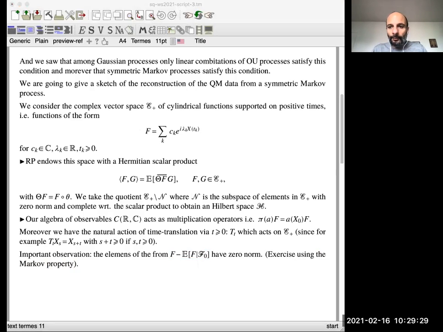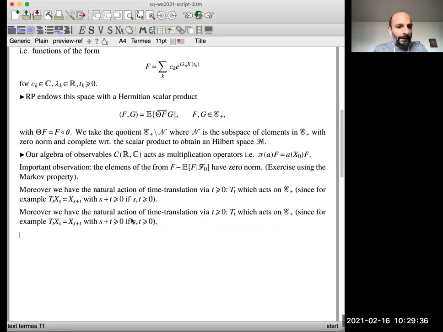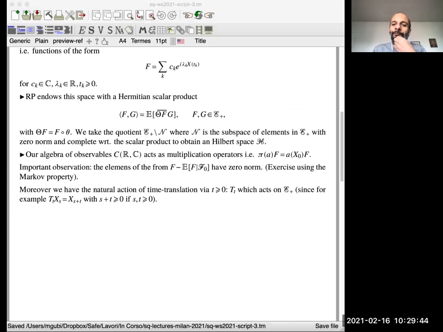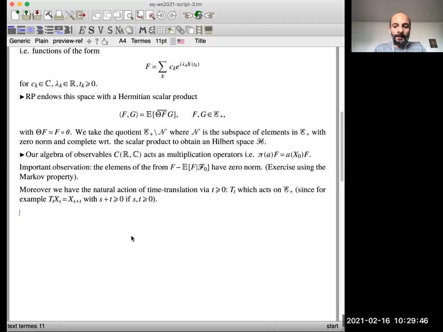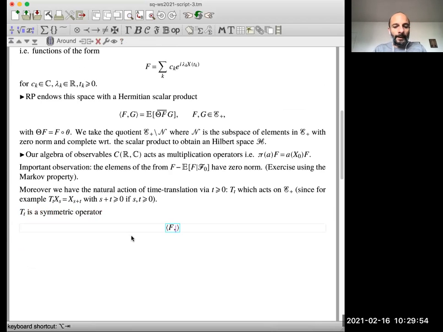So let me order it in the way I want to say. You have this property, and then, sorry, I copied the same thing twice. The next property is that T is a symmetric operator. Let's see how it works. You have two functions. I just copy the scalar product, and this is T_t. I want to prove that it's symmetric, that it can go on the other side.